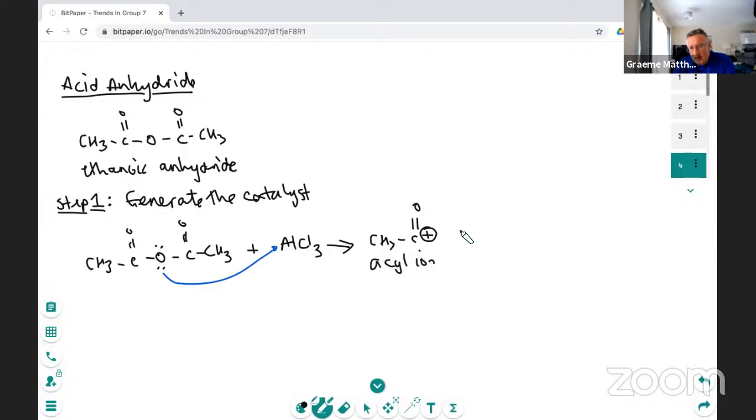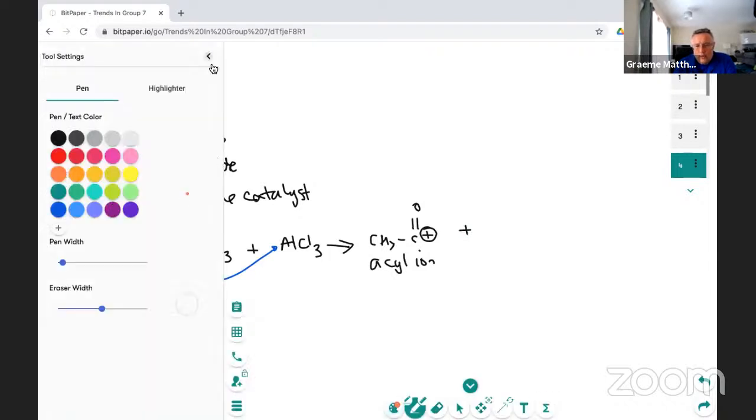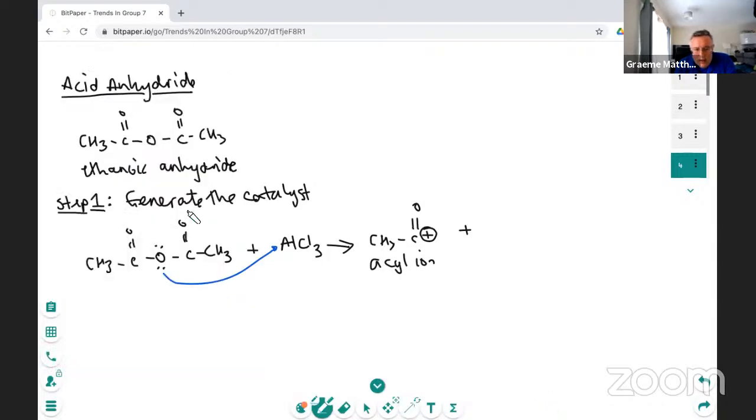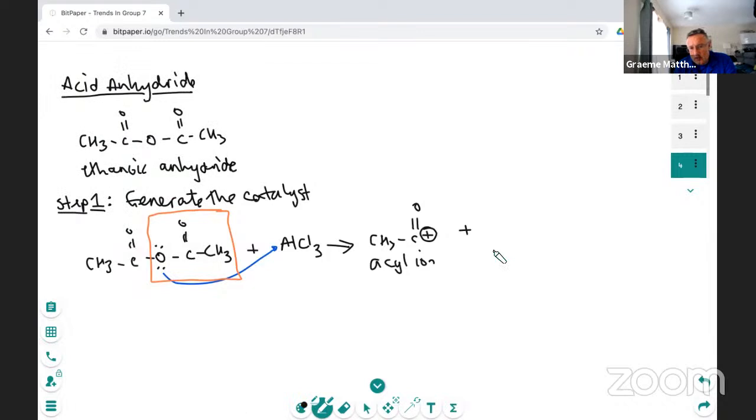And now this is the tricky bit, right? You see this bit in orange. This is what snapped off with the lone pair on. This is what snapped off with the oxygen when it left. And so I'm now just going to stick this onto right here.